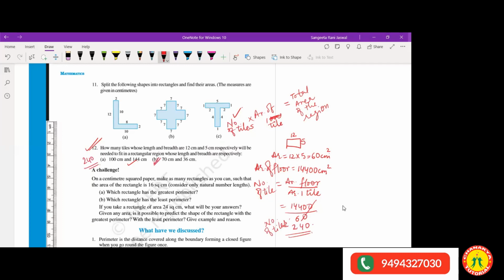Everyone, please do the next one yourself. In this case, you don't need to find the area of the tile again. The area of the tile we have already found out.